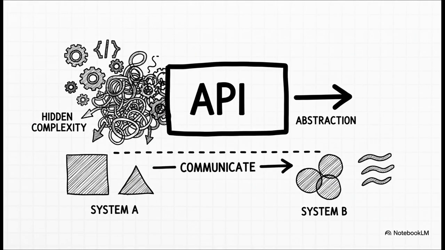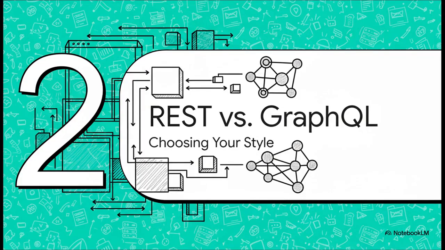So why is this so powerful? Well, a great API does two absolutely crucial things. First, it acts as an abstraction. It hides all the complex, messy code behind the scenes. You don't need to know how the server actually saves your data. You just need to know you can use the API to tell it to do so. And second, it sets these really clear boundaries, which lets totally different systems, maybe one's written in Java, another in Python, communicate perfectly.